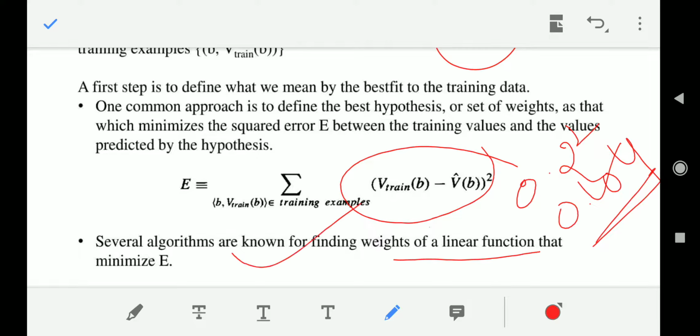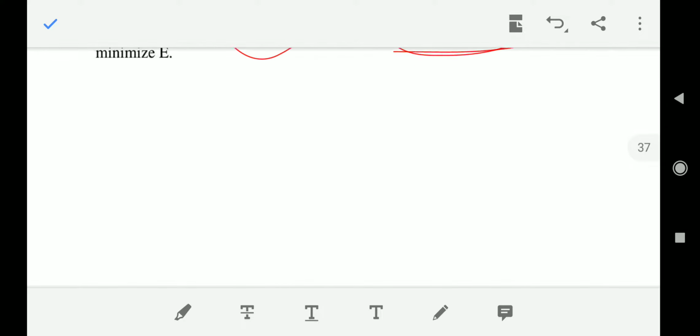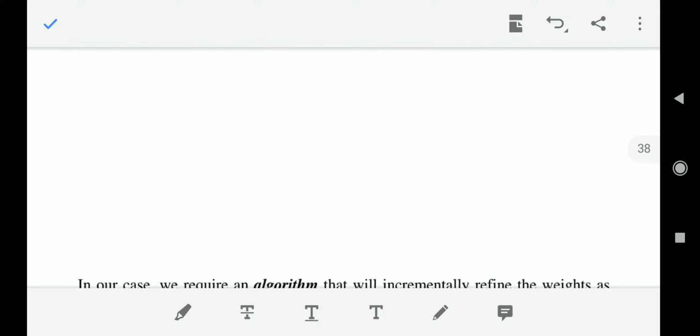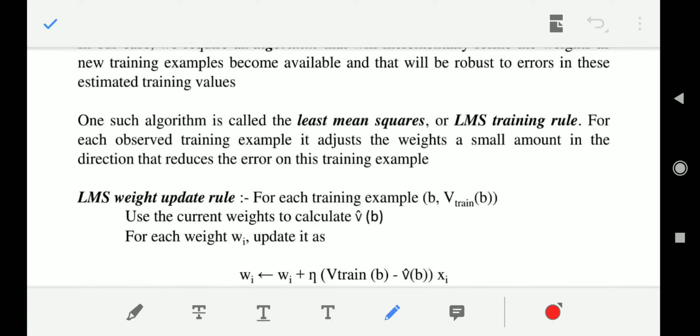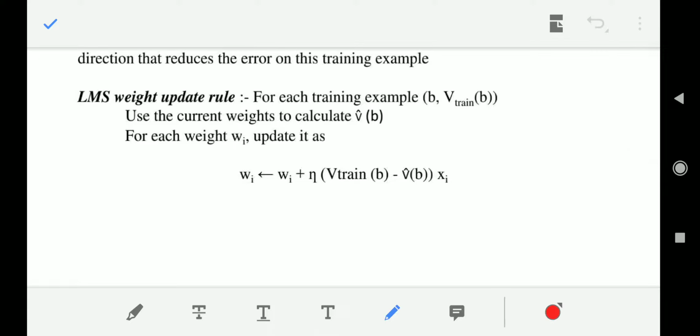To find the best fit, we have many algorithms. We have several algorithms to find the weight which best fits, which reduces the error. For that, the training value is used to calculate. One such algorithm, we call it least mean square. You can see here, we reduce the error, then we update it.